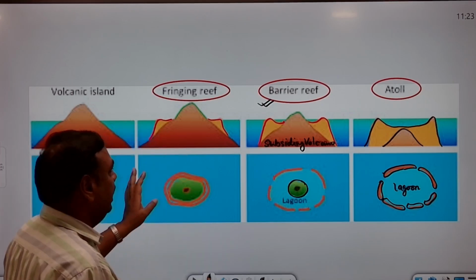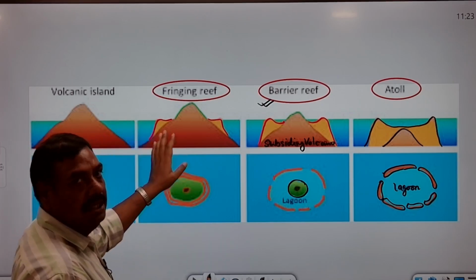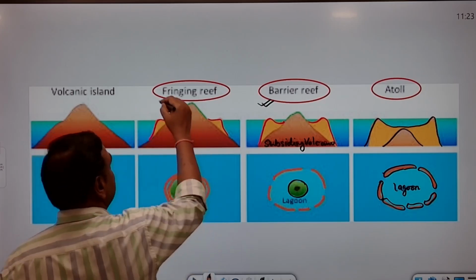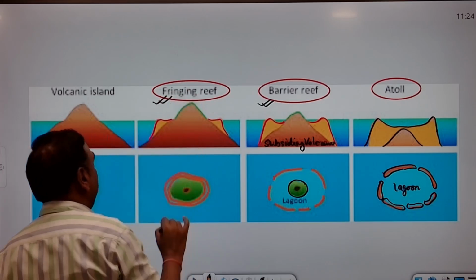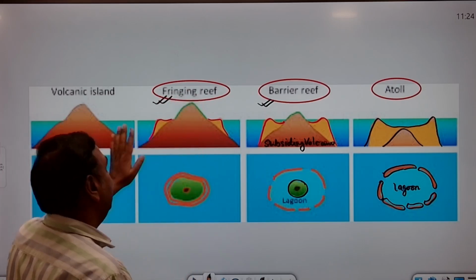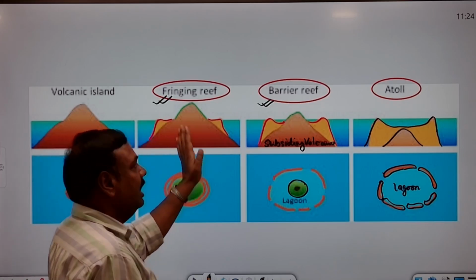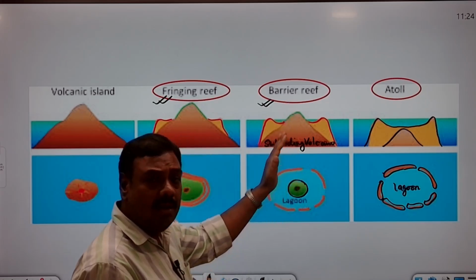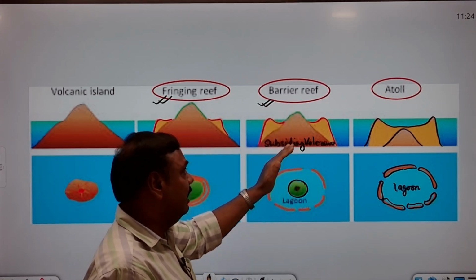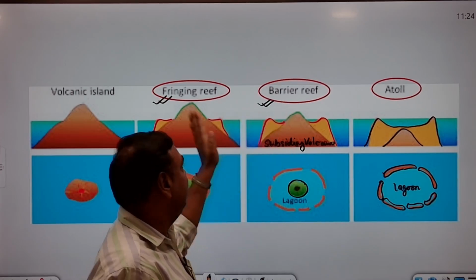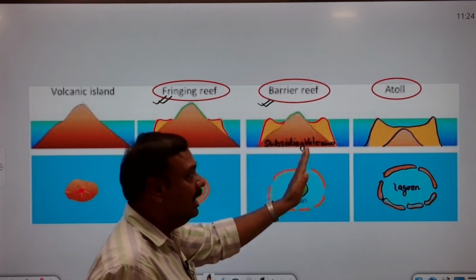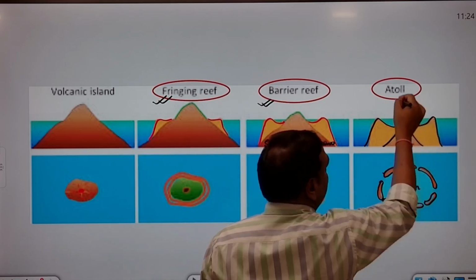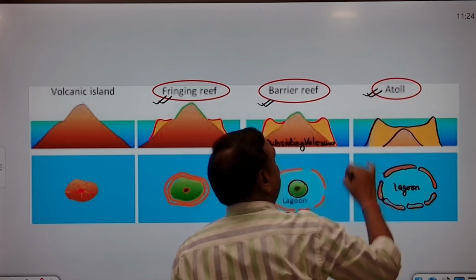And initially when reefs are going to be formed here nearby the volcanic island, it has been called as fringing reef. So first of all, around a volcanic island, a fringing reef has been formed. Then due to the subsidence of the volcanic island or the volcanic feature, this fringing reef has been converted into barrier reef, and then after the complete subsidence of the volcanic island, the atolls are formed, right?